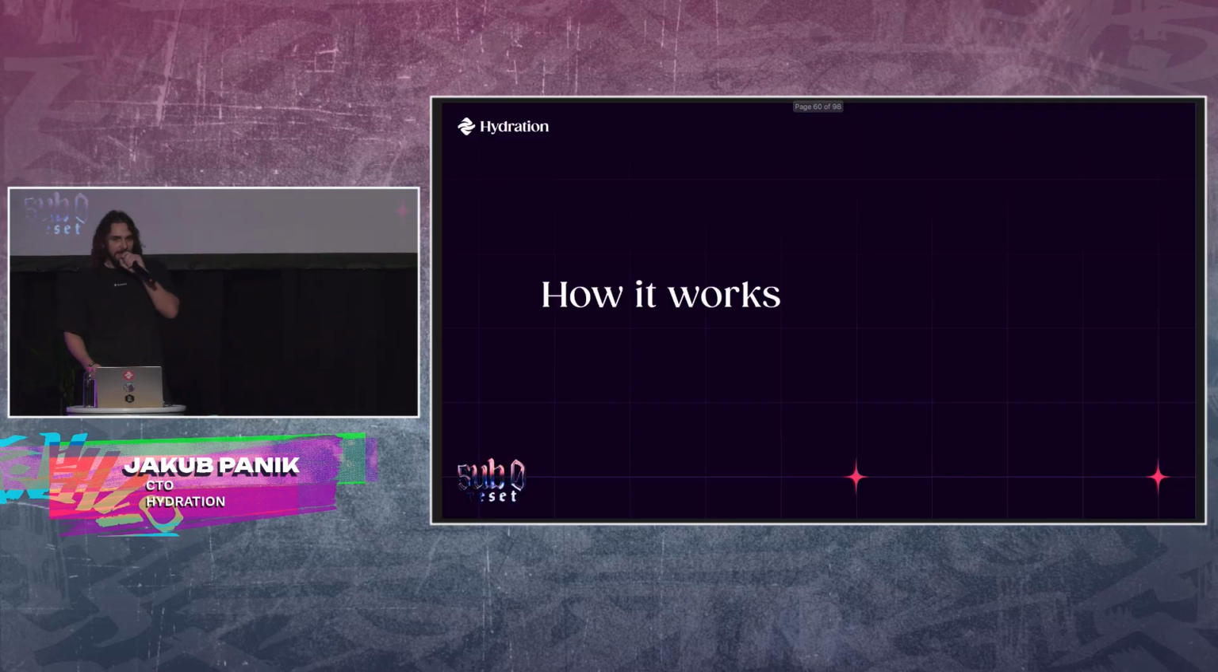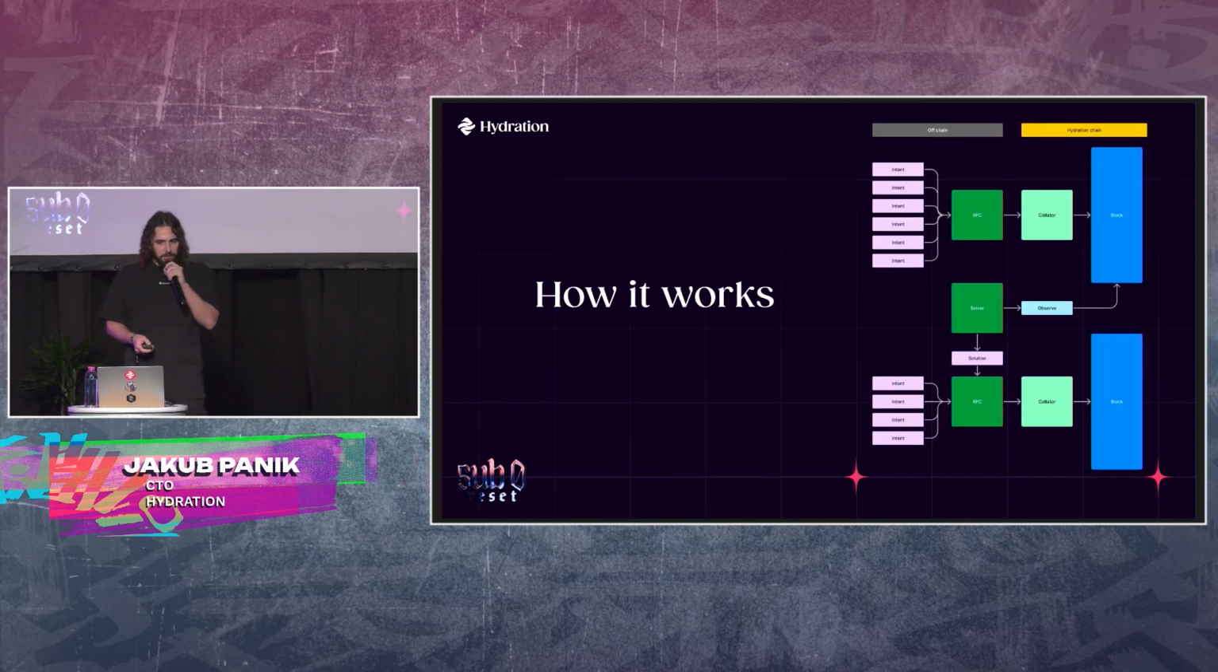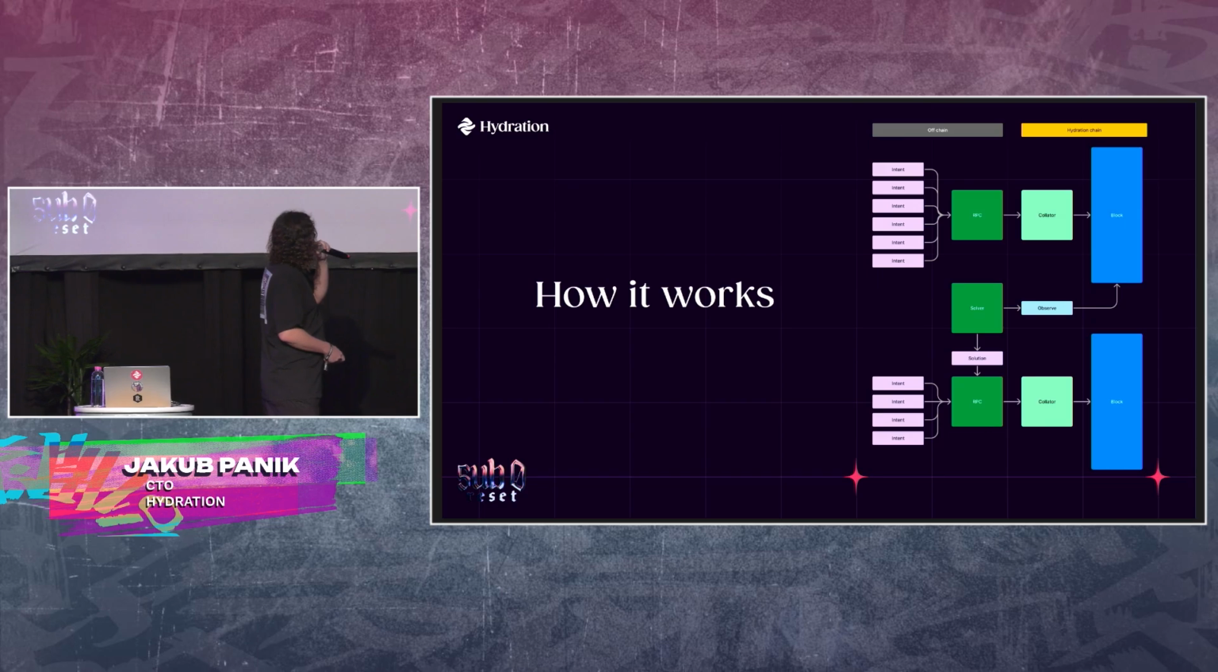So let's dive into some small parts of this to show you how we think about these problems and solve them. It's the most important ones. So how does this intent and solver-based system work?